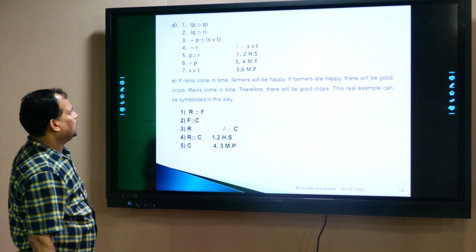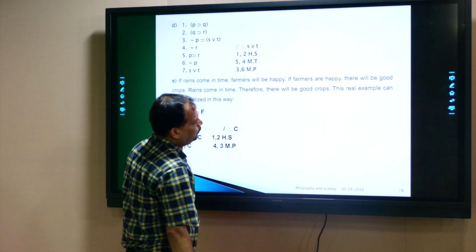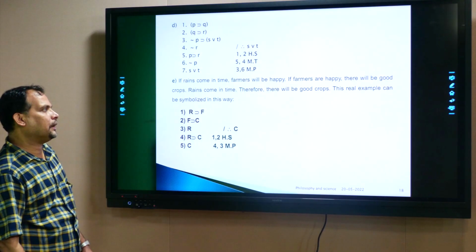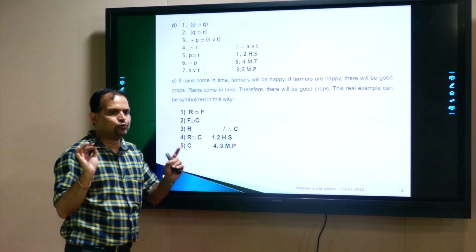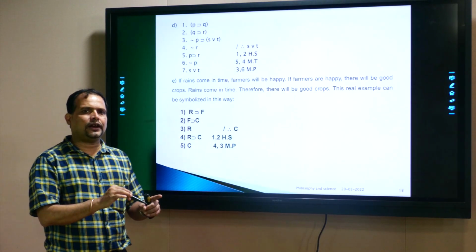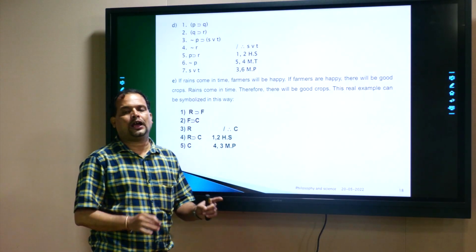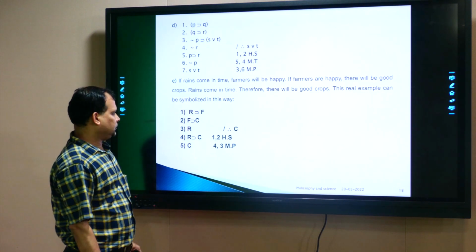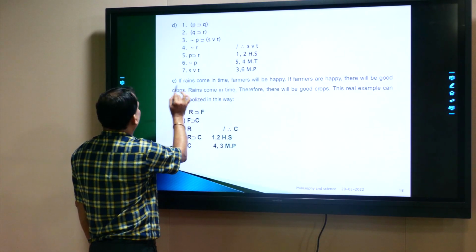Now you see, first we have another way of deducing a conclusion out of the premises. There are some real examples given to you. You have to symbolize the argument. After that, you have to prove how we can deduce the conclusion out of the premises. So you see, there is a real example given to you.